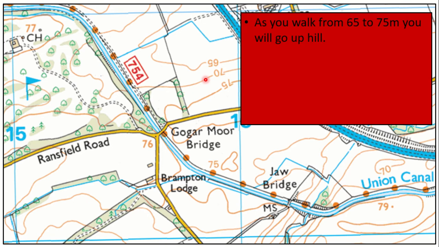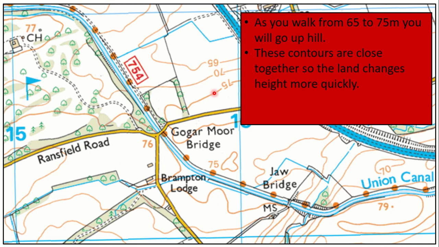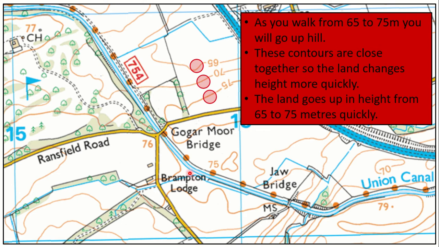So, as you walk from 65 to 75, you will go uphill. These contours are close together to each other, so the land changes height more quickly. The land goes up in height from 65 to 75 meters. Here's the 65 meter contour, the 70 and the 75 meter contour.